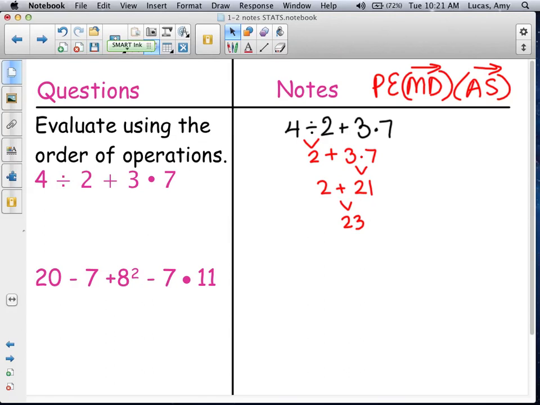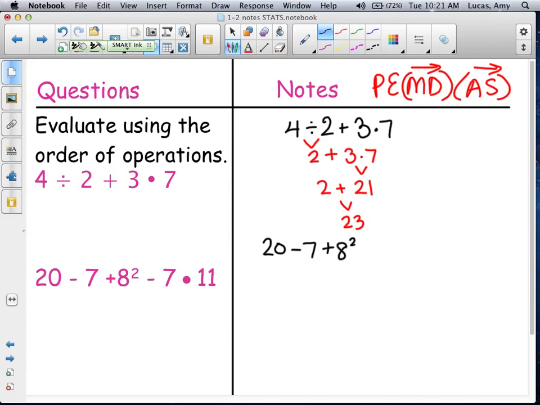I like to use these little V's to show what operation I'm doing in what order. You don't have to do that on your homework. It's just an organizational method for me. It is definitely not the only way to show what step you're doing in what order.